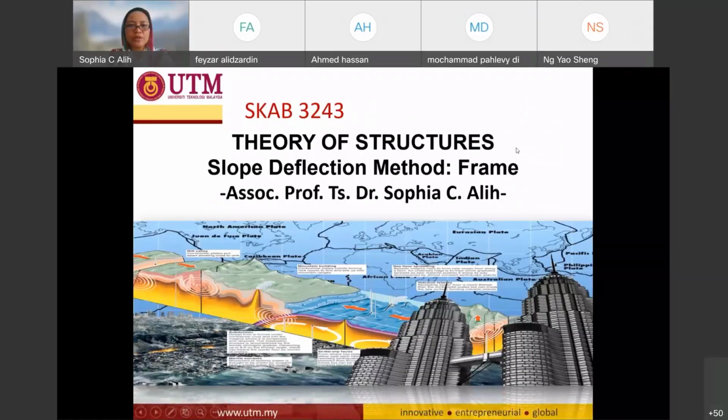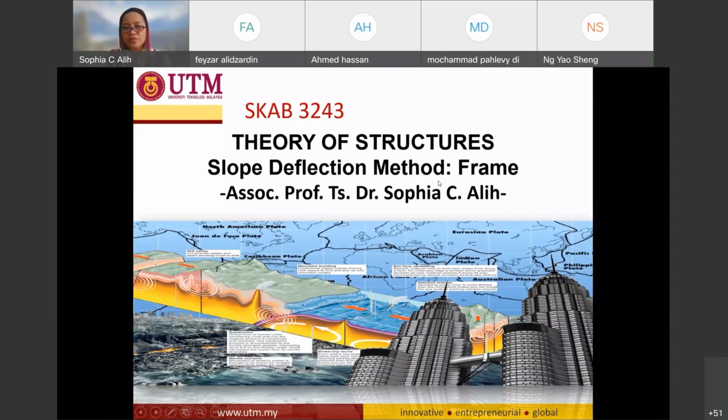Yes, so for today, we are going to continue our lecture for the theory of structure, SKAA 3243. And we're going to look into the application of slope deflection method to analyze indeterminate frame structures. Okay, so I hope by now everyone has already looked into the asynchronous teaching video that I have prepared for the slope deflection method for beam.